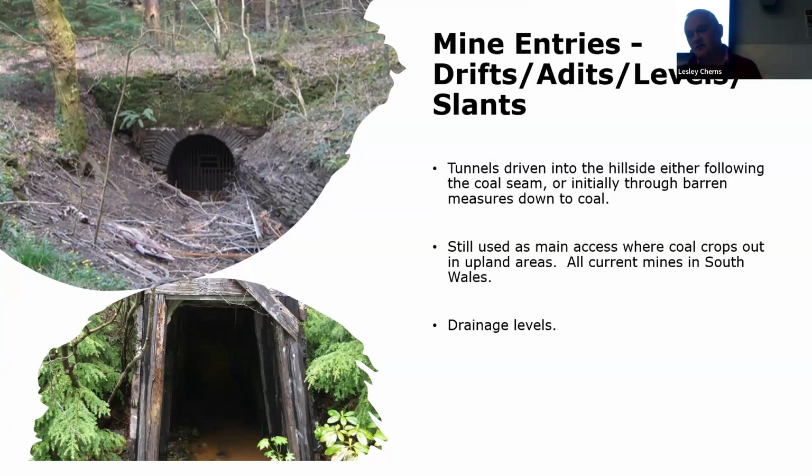The other thing drifts were used for was they used to drive drifts from the lowest point in the valley up into the workings, and they would act as a drainage level. So any water that was in the workings would just come draining down and straight into the river, bringing all that lovely acid mine drainage with it.